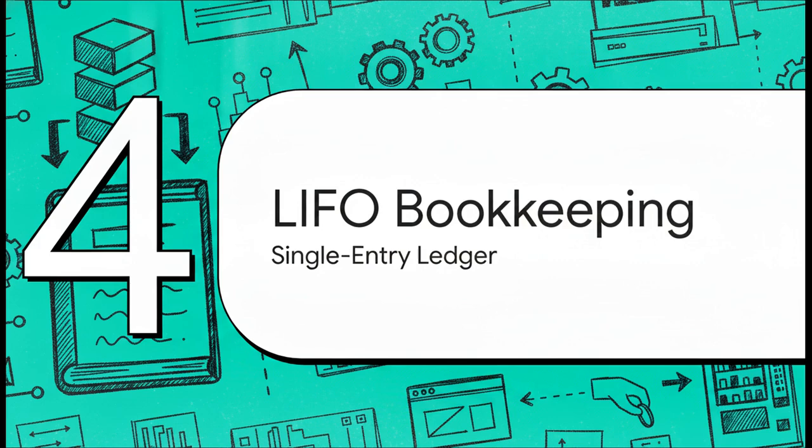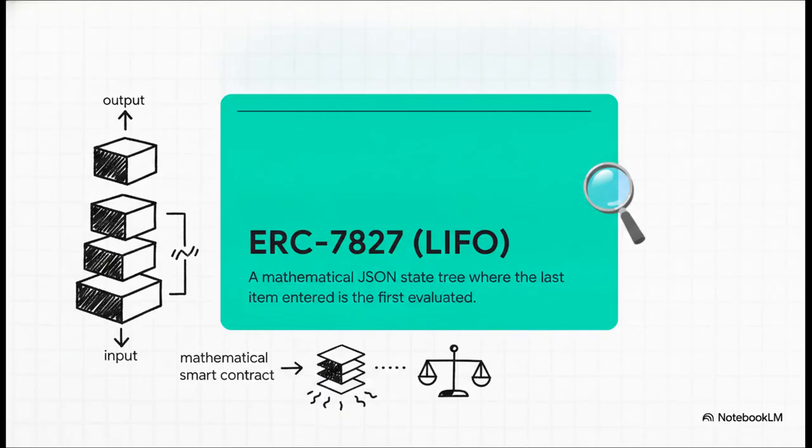All right, Section 4. LIFO single-entry bookkeeping. So to guarantee a digital tip doesn't accidentally trigger a physical machine twice or just fail altogether, your digital data structure has to be flawless. Enter the ERC 7827 protocol. It introduces value version control, taking standard lightweight JSON, the basic text format we use to zip data across the web all day, and turning it into a rigorous mathematical smart contract layer.